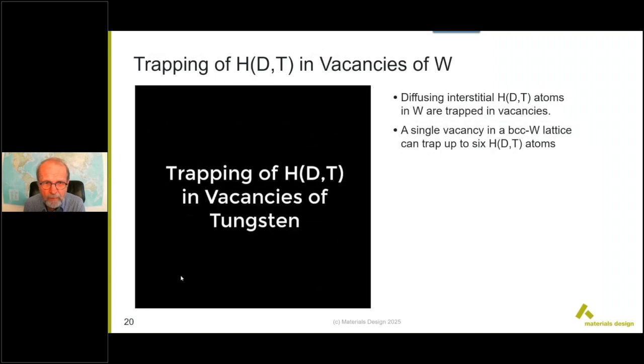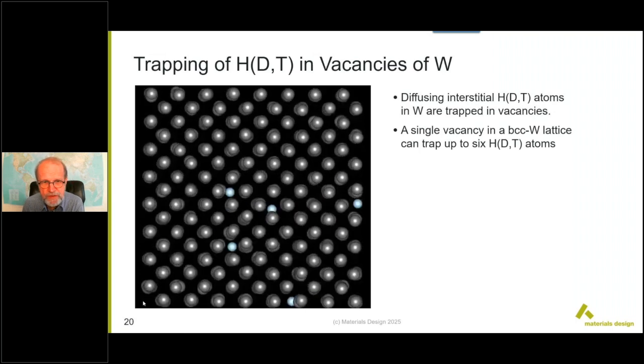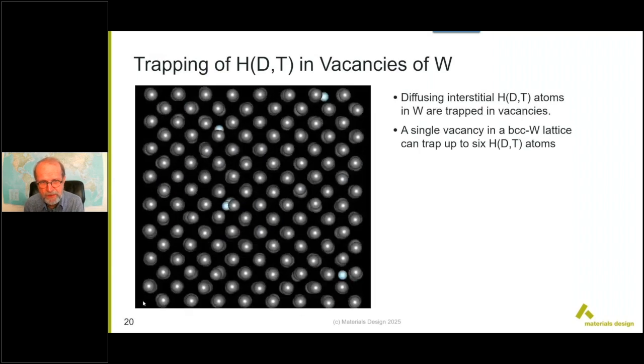Now, in tungsten, radiation will create defects. We've seen this Frenkel pair generation that leaves vacancies. And these vacancies are very strong traps for hydrogen, deuterium, tritium. So can we simulate that? And of course we can. We do have a very nice machine-learned interatomic potential that allows us to simulate this scenario.